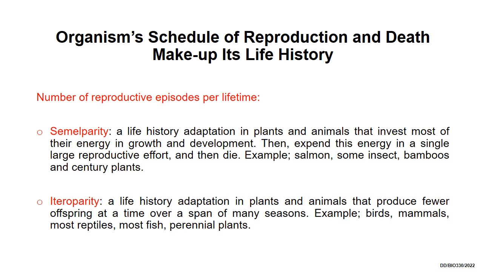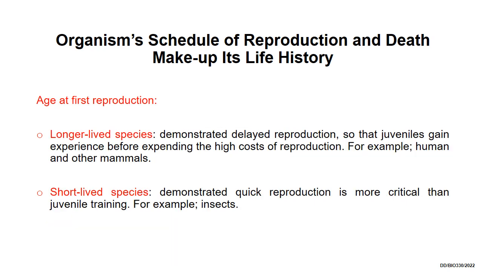Meanwhile, iteroparity is a life history adaptation in plants and animals that produce fewer offspring at a time over a span of many seasons, that we can find in birds, mammals, most of the reptiles, most of the fishes, and perennial plants. Age at first reproduction.